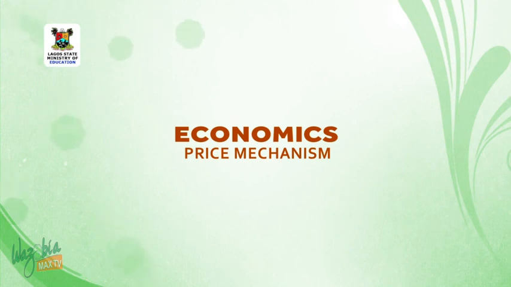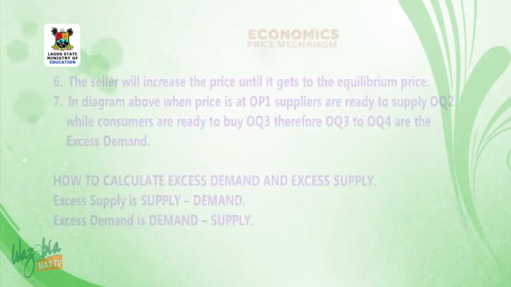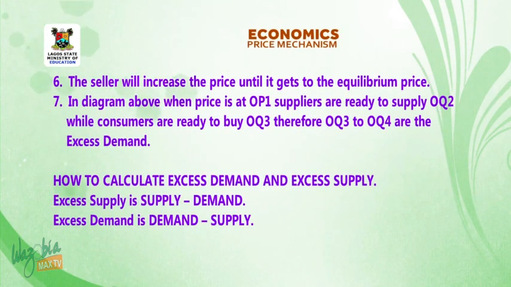We stopped at point 5. So point 6 is the seller will increase the price until it gets to the equilibrium price. 7. In the diagram above, when price is at OP1, suppliers are ready to supply OQ2, while consumers are ready to buy OQ3. Therefore, OQ2 to OQ3 are the excess demand.